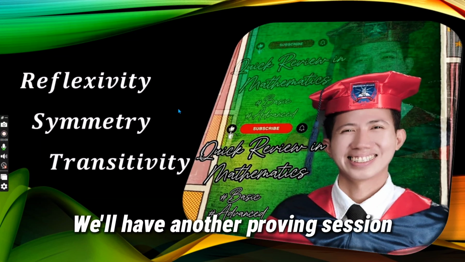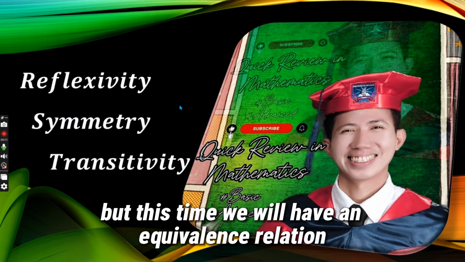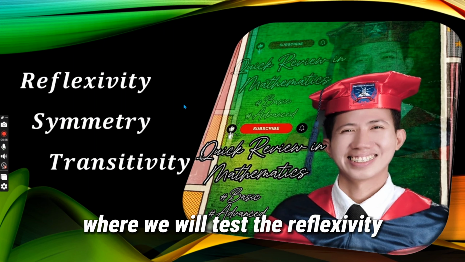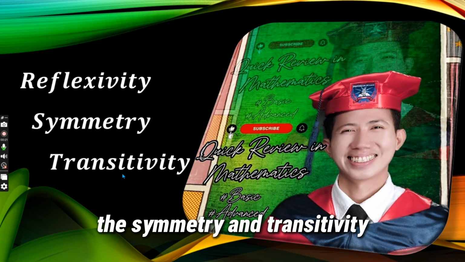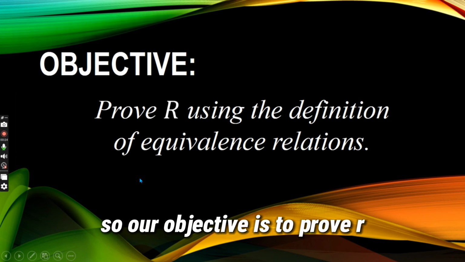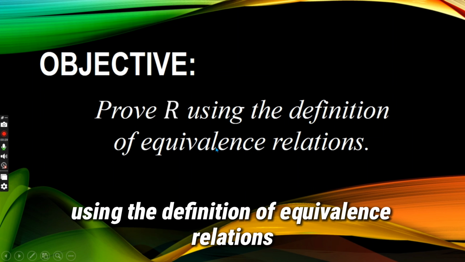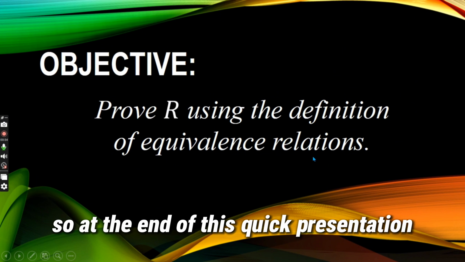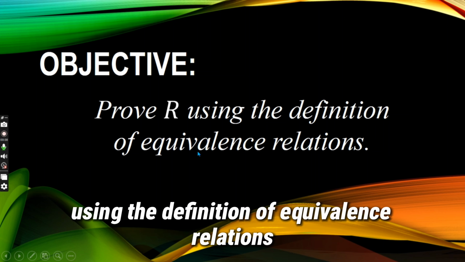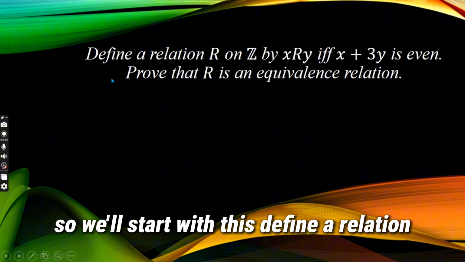We'll have another proving session, but this time we will have an equivalence relation where we will test the reflexivity, the symmetry, and transitivity. So our objective is to prove R, or any relation, using the definition of equivalence relations. So at the end of this quick presentation, you will learn how to prove using the definition of equivalence relations.